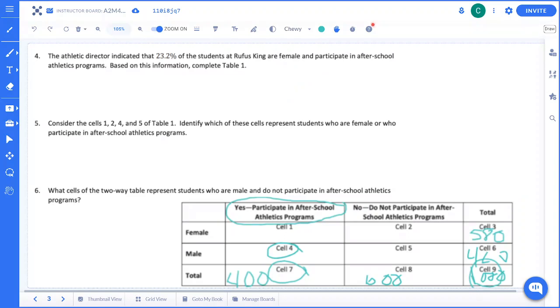So if we know that they are female and they participate, that's going to be cell 1. So we're going to write in 232, because we're looking at a hypothetical 1,000. So we would just have to multiply that. Okay.